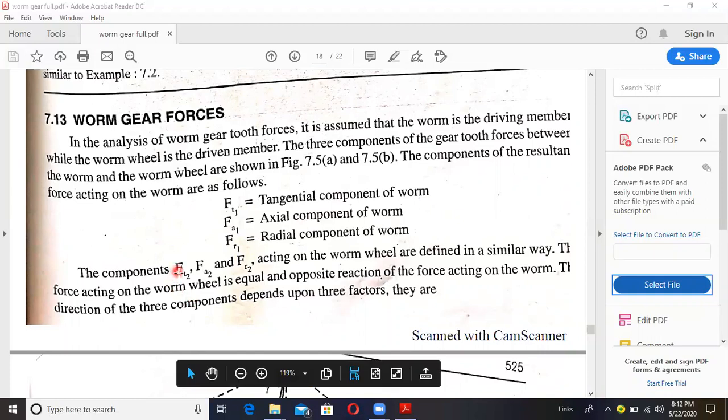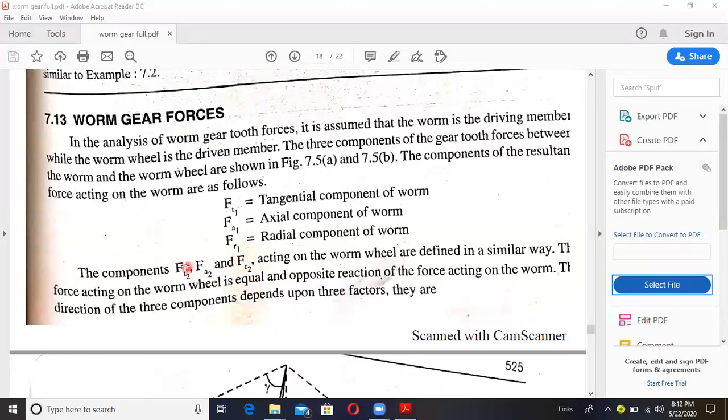Similarly, Ft2, Fa2 and Fr2. So Ft2 is nothing but the tangential force acting on the worm gear or worm wheel. Fa2 is the axial force acting on the worm wheel. Fr2 is the radial force acting on the worm wheel. So these are the forces acting on the worm wheel.